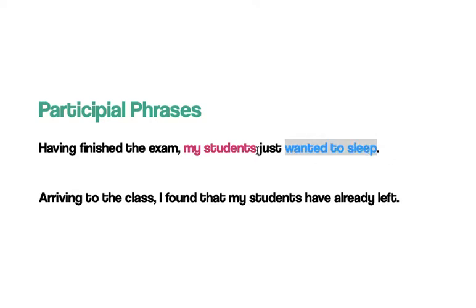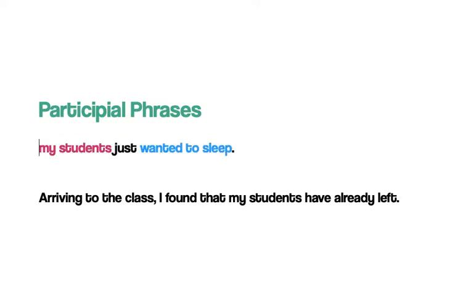First, the verb is supposed to be very close to the subject, and it should not be separated by a comma, right? Then we have another phrase here, which is having finished the exam. So what the heck is that? That is a participial phrase. So what happens if I eliminate that phrase? Let's take a look at this. My students just wanted to sleep. If I eliminate that phrase, I still have the main idea. I still have the original idea. My students just wanted to sleep.